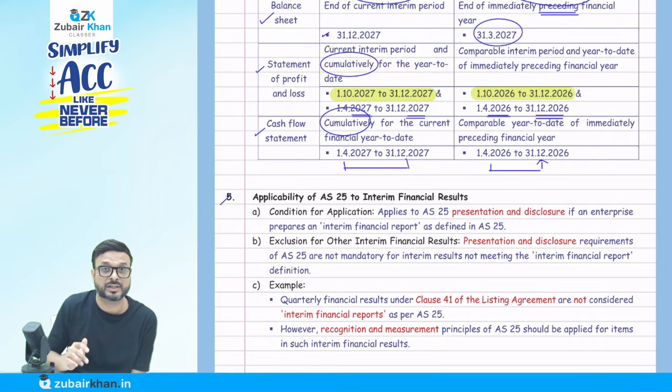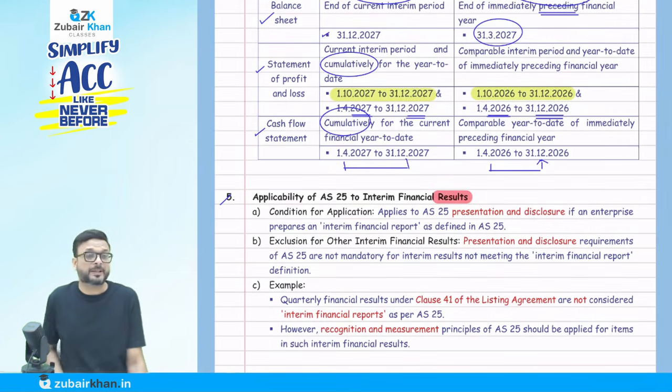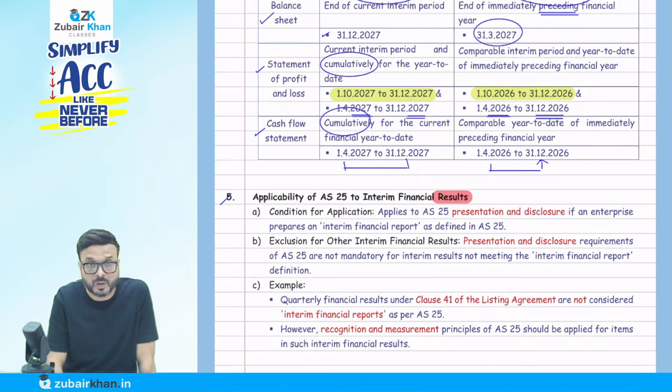Remember that I'm not saying interim financial reporting, I'm saying interim financial result. At a certain time, the Companies Act says, not to all companies but to certain companies, that there is a clause which says you have to prepare the interim financial result and report it that year. So should they follow AS 25?